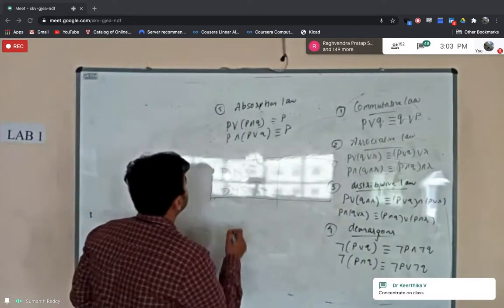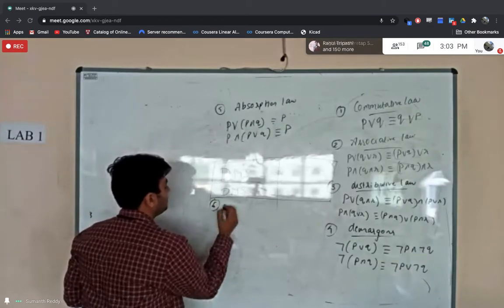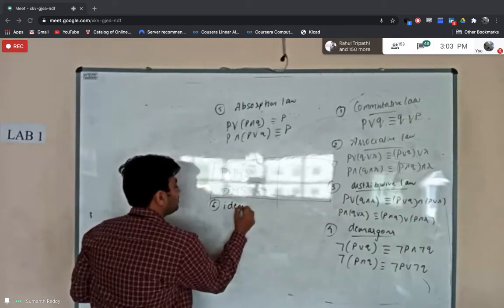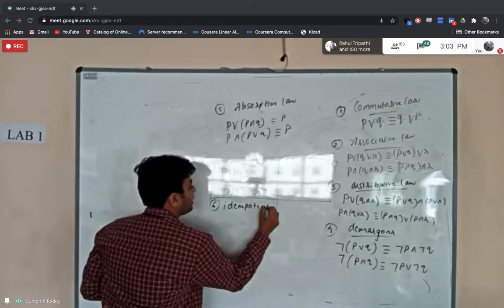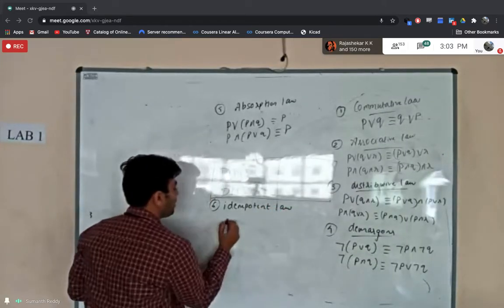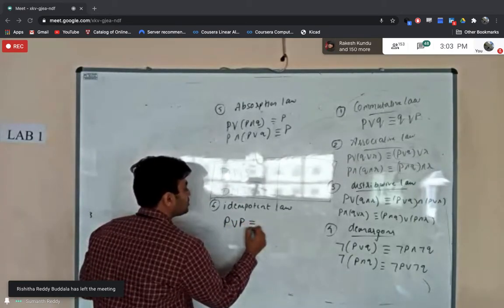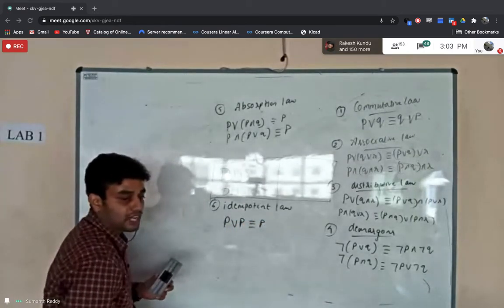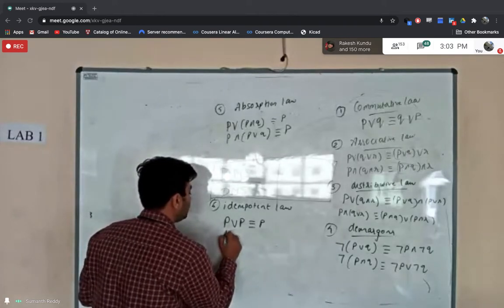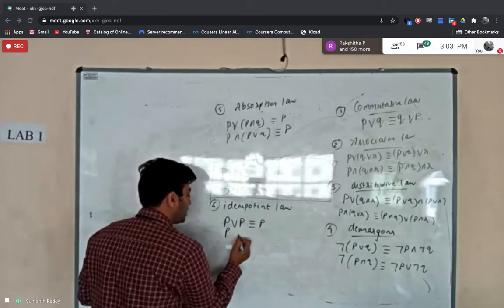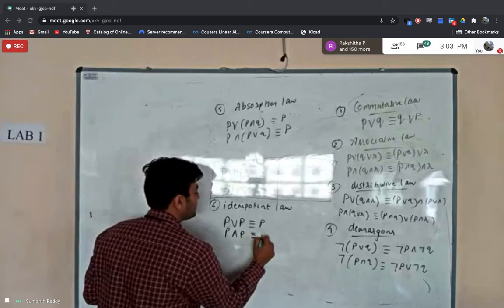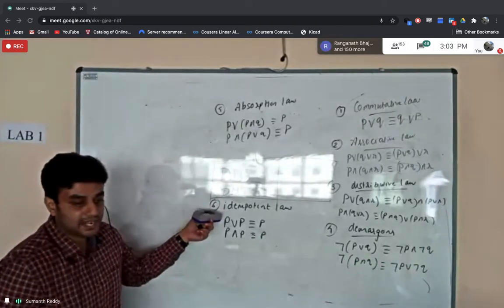So along with that, we have the idempotent law. This idempotent law states that if you have any proposition P and you perform the OR operation with itself, we will get the same proposition. Okay, so P or P is P itself. Similarly, the same thing holds good even for the conjunction. P and P is the same as P. Okay, so this is the idempotent law.